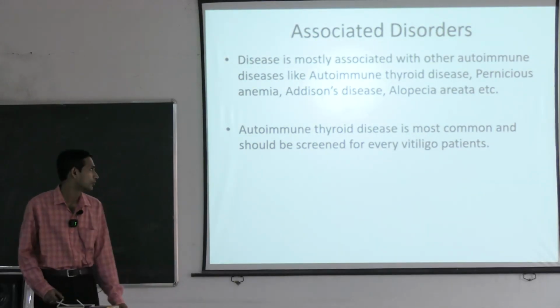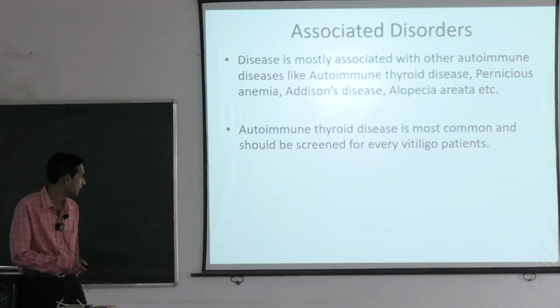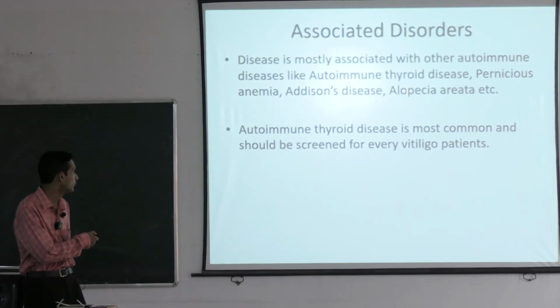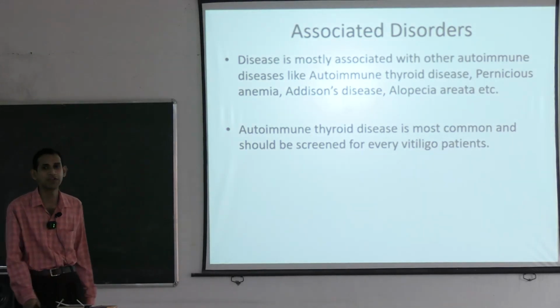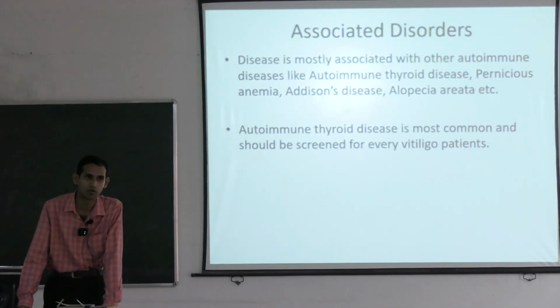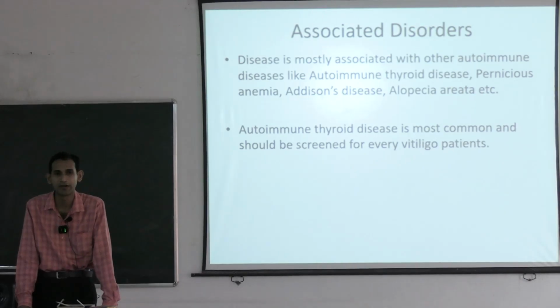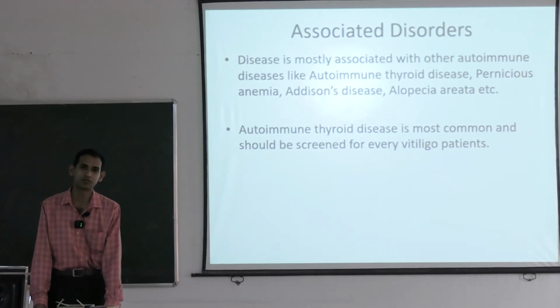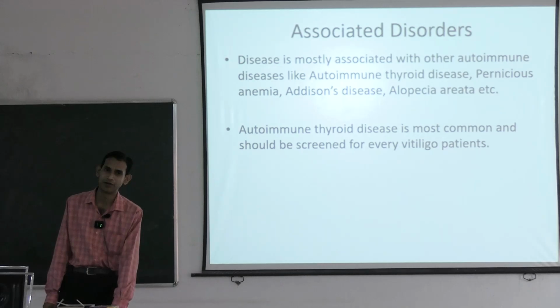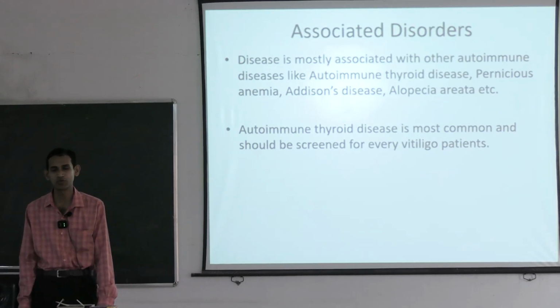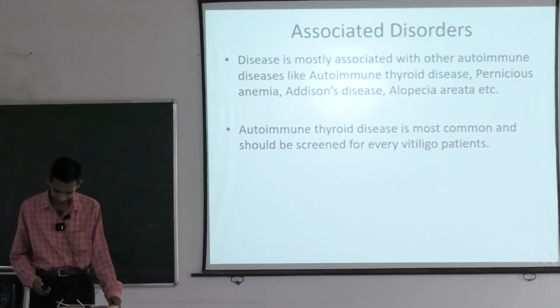Associated disorders. Vitiligo is most likely associated with many autoimmune diseases like autoimmune thyroid disease, pernicious anemia, Addison's disease and alopecia areata. These are all autoimmune diseases. The most common association is autoimmune thyroid disease. So a thyroid function test should be done for each and every vitiligo patient, because autoimmune thyroid disease is most commonly associated with vitiligo.